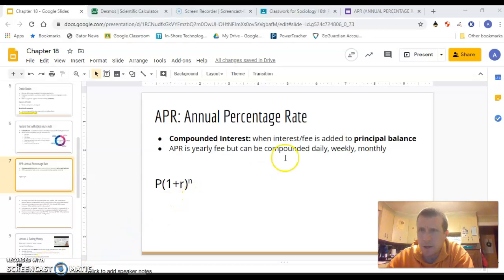Hey, good morning, everybody. Today's assignment activity is dealing with the issue of compounded interest. Sometimes it's referred to as APR, annual percentage rate.